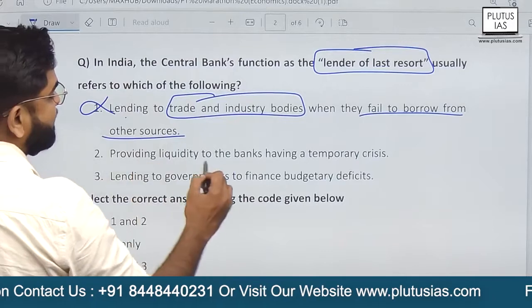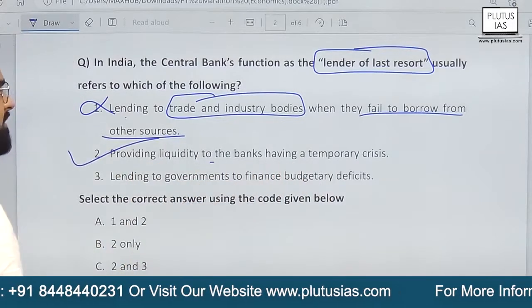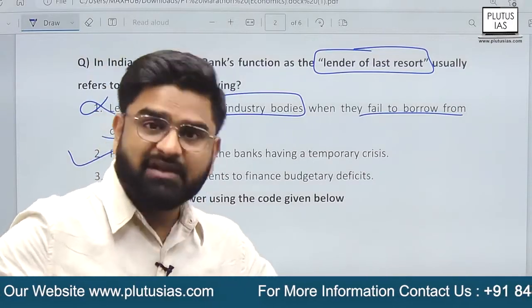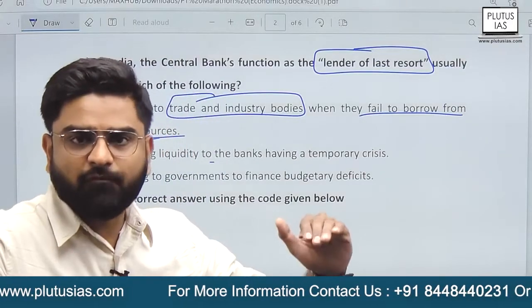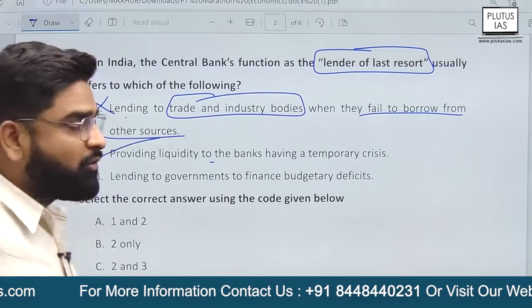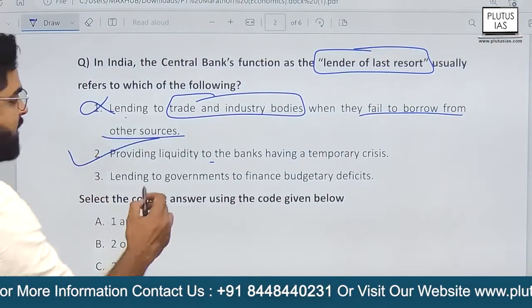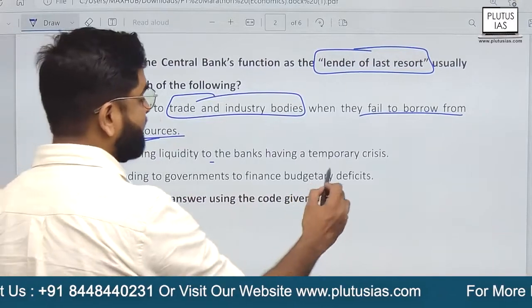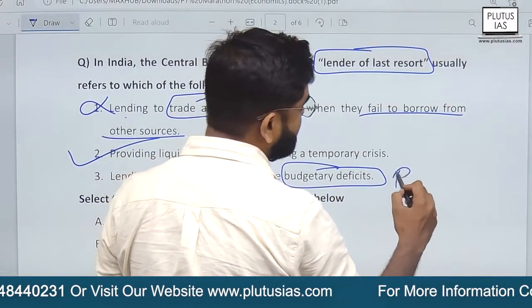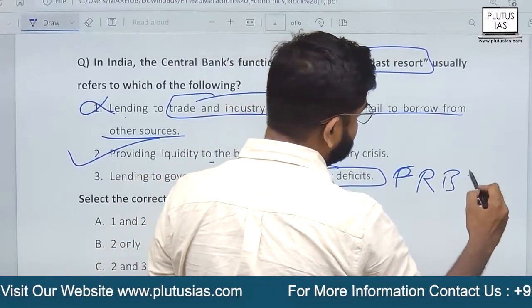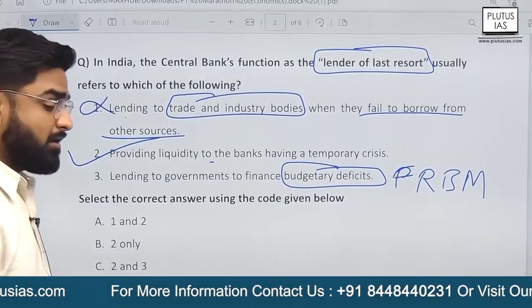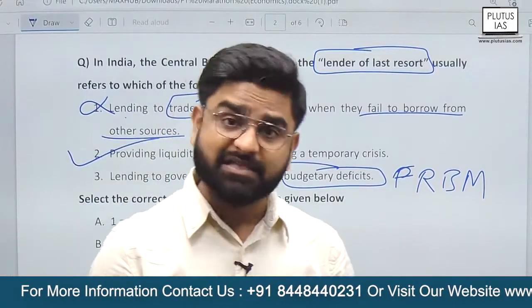Second, providing liquidity to banks. We know that lender of last resort means that banks are themselves lenders, but the last resort for them is the RBI. We know for a fact this is right. Lending to government to finance budgetary deficit. We already know from the fiscal deficit chapter that budgetary deficit financing has been prohibited under the FRBM Act, the Fiscal Responsibility and Budget Management Act, which prohibits RBI lending to government for financing budgetary deficit.